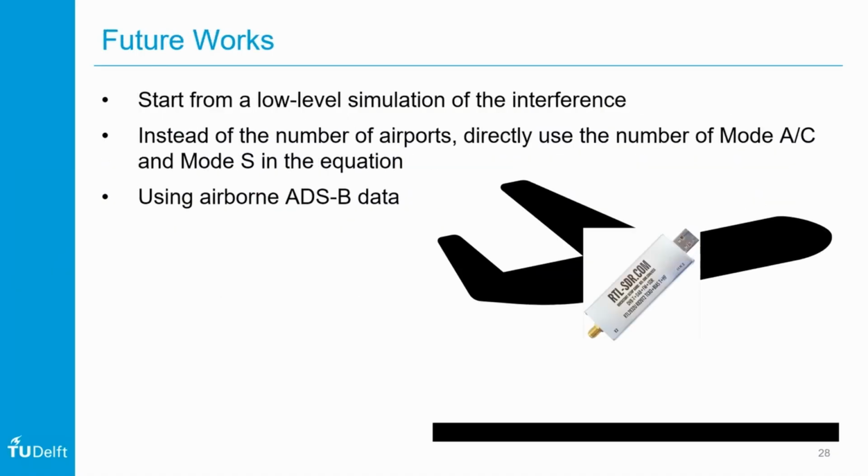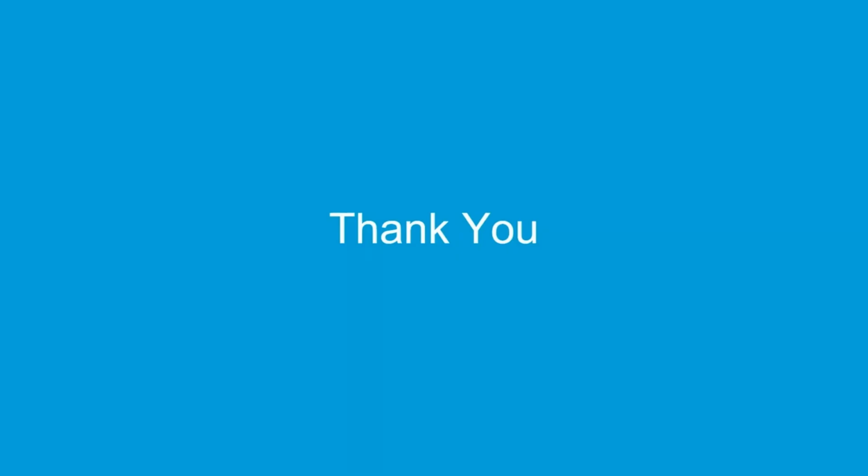And yeah, for future work, maybe it's good to start from low-level simulation of the interference and take the Mode AC and Mode S into the equation. Also, maybe you can use some airborne ADS-B data to build the model. You can take this receiver on board, fly with it, and do some data logging there. I know one of us has done this, so maybe it will be good data to analyze also. And yeah, that's all for my presentation. Thank you.